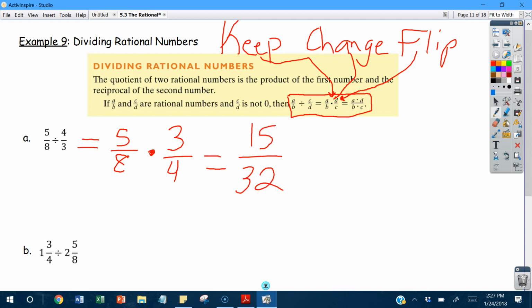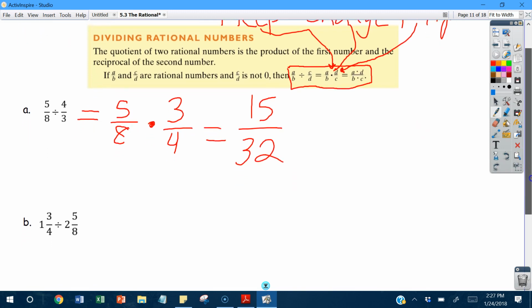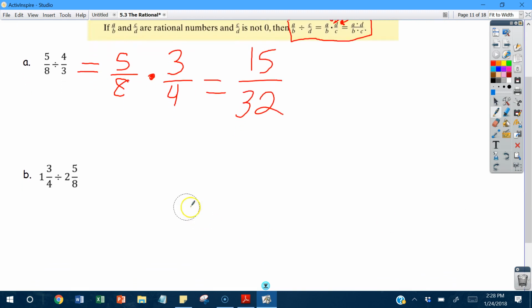And that is our answer for that one. So again, it's almost as straightforward as multiplication. You just got to do that one change first. So we can do the same thing with mixed numbers.